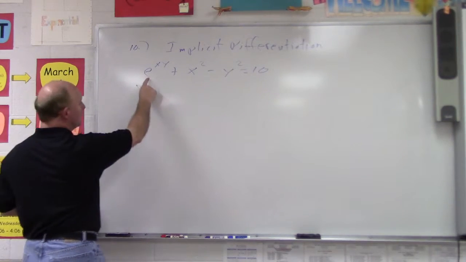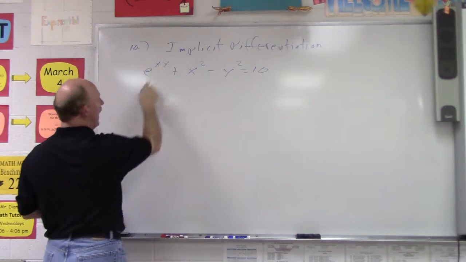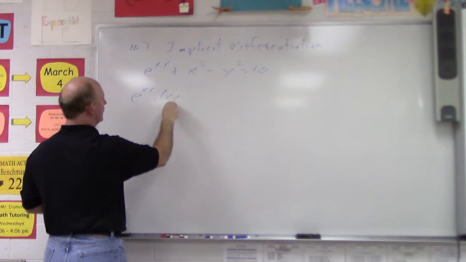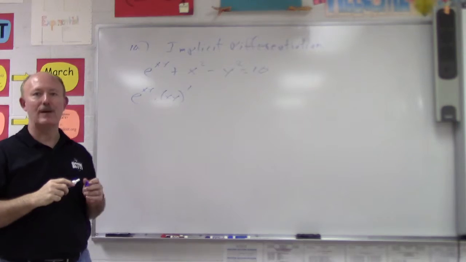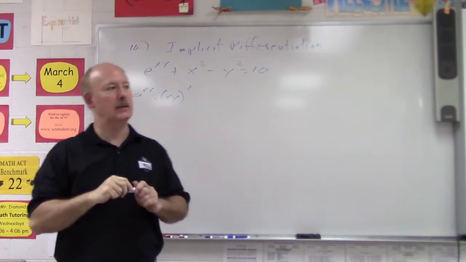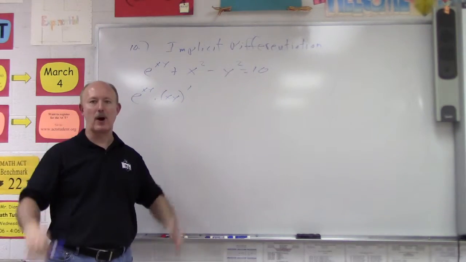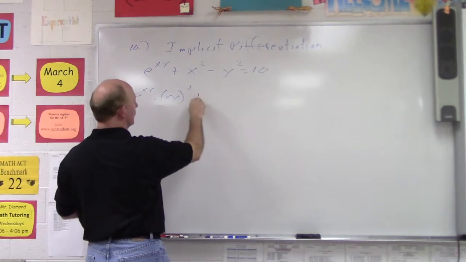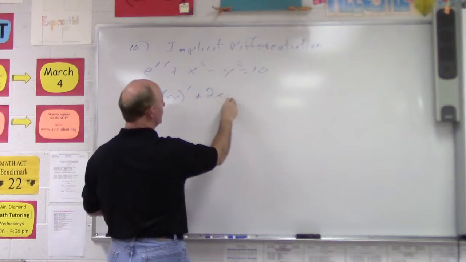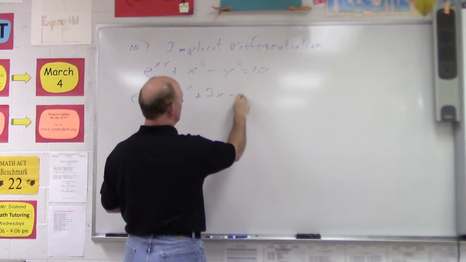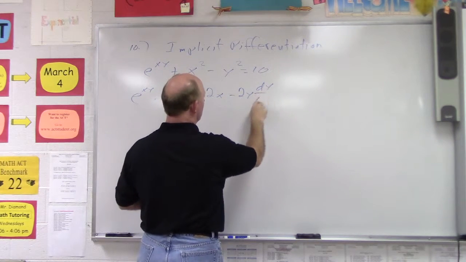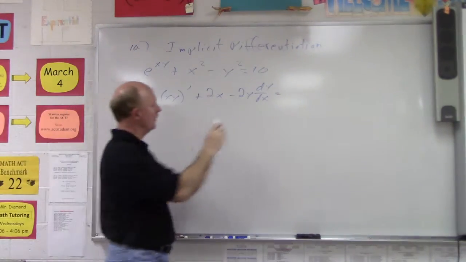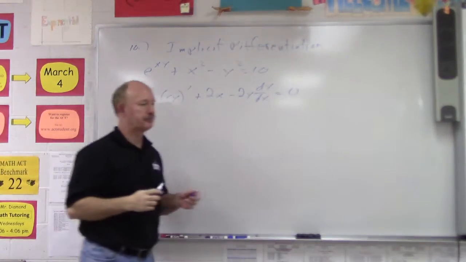Now, as you get the derivative of e to the xy power, this would be e to the xy times the derivative of x times y. So I can see x times y, that's a product. We're going to have to use the product rule here. Now we'll get the derivative of the rest of the terms. The derivative of x squared is 2x. The derivative of negative y squared would be negative 2y. And remember, we have to leave dy over dx as a factor. Right? And the derivative of 10 is 0.